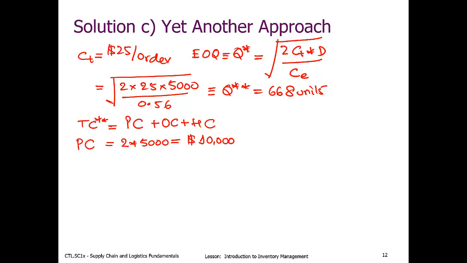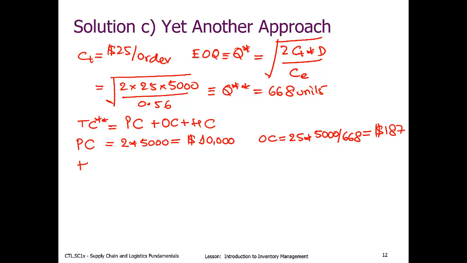How about ordering cost? Does that change? Well, we have a new ordering value of $25, and the number of orders throughout the year also changes because the new value is 668. So this gives us a value of 187.